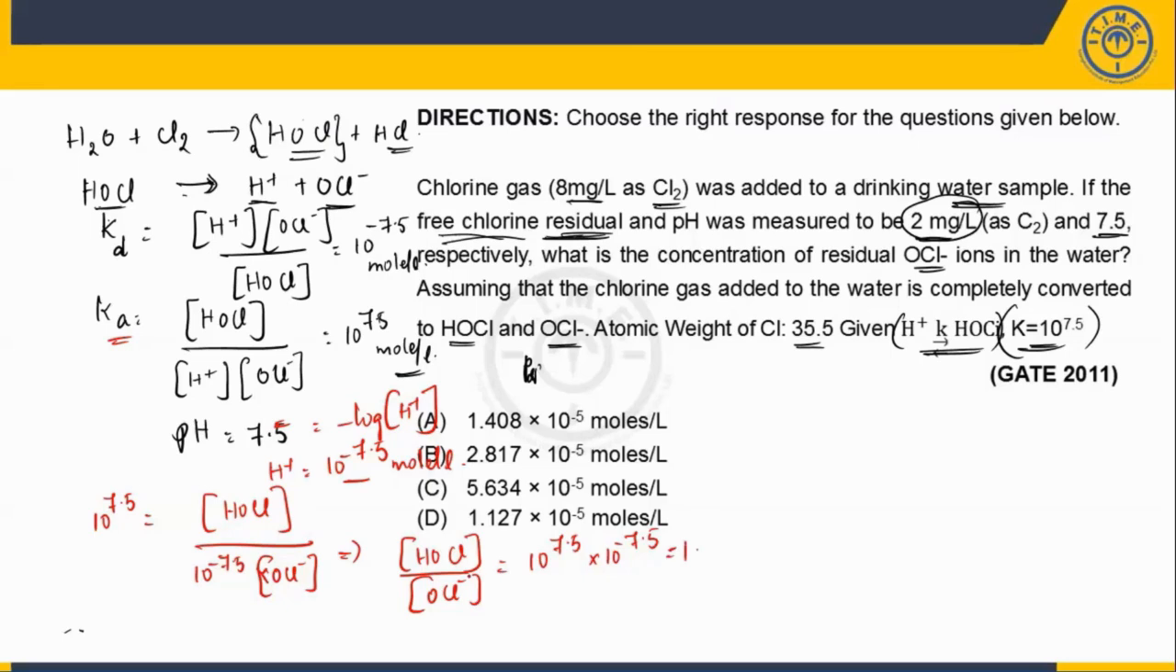Okay. That is, what can I say now? HOCl is equal to OCl minus. Clear till this point?